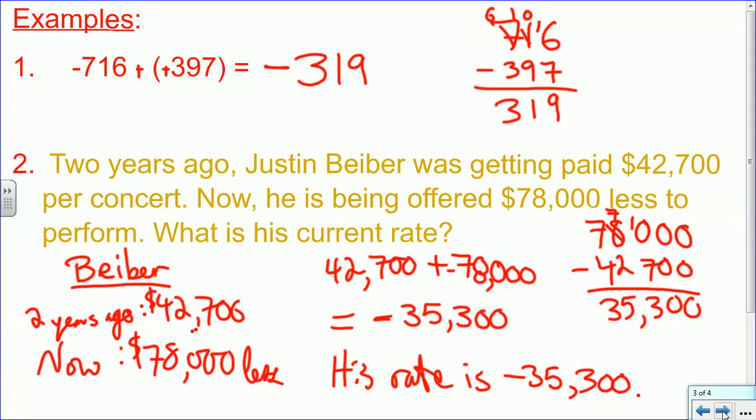And what does that mean? How can you have a negative rate? Well, this is how much he's paid to perform. So if he's paid negative money, this actually means maybe that Justin Bieber has to pay you to let him perform a concert in your area. That's how little demand there is. He's dying to perform, so he has to pay you to be able to perform.